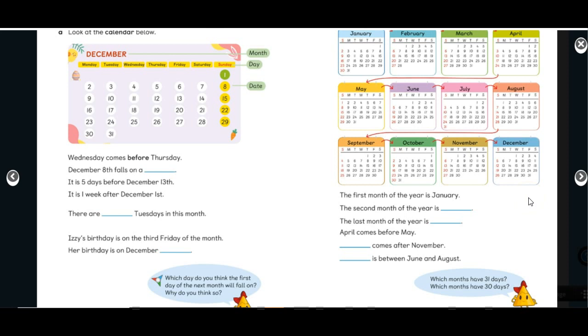What comes after November? So let's have a look. Here is November. What comes after November? What is the month that comes after November? Okay, next they ask us what month is between June and August. So let's find June and August. So what month is in between June and August? What month is in the middle of June and August? That's right, it's July.